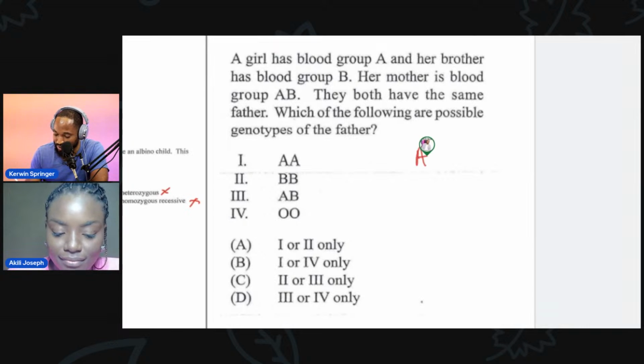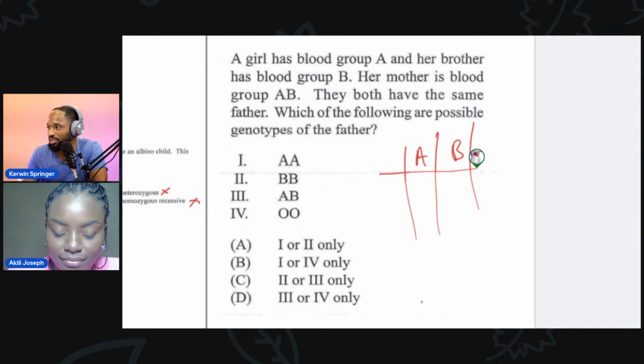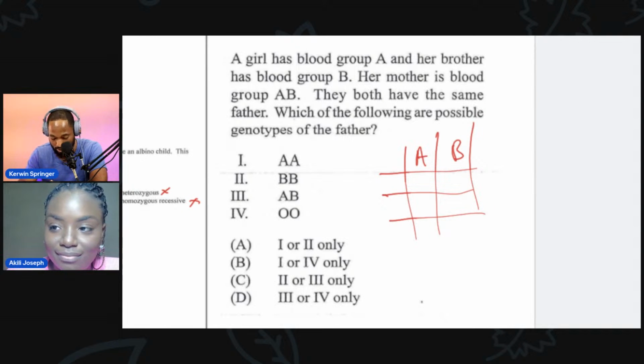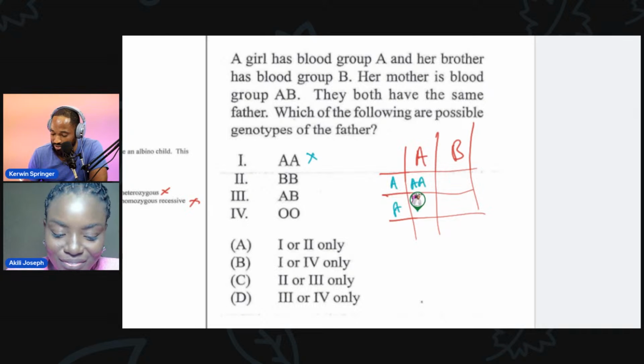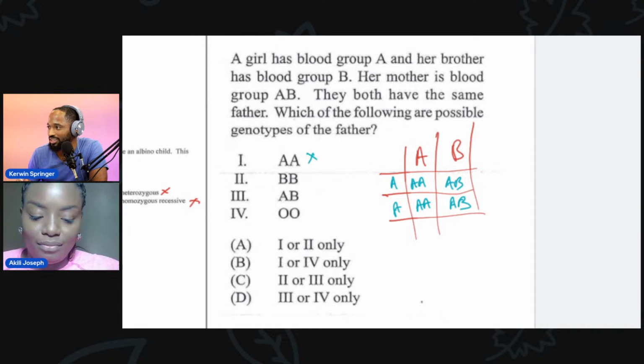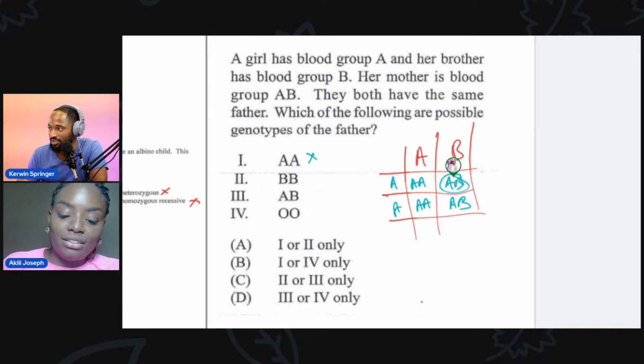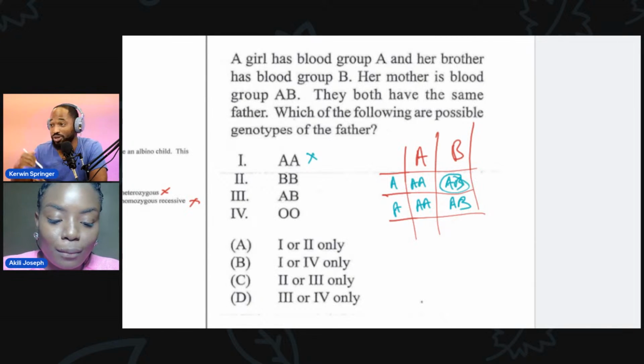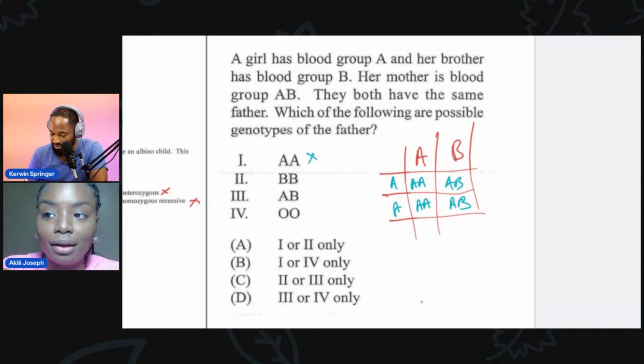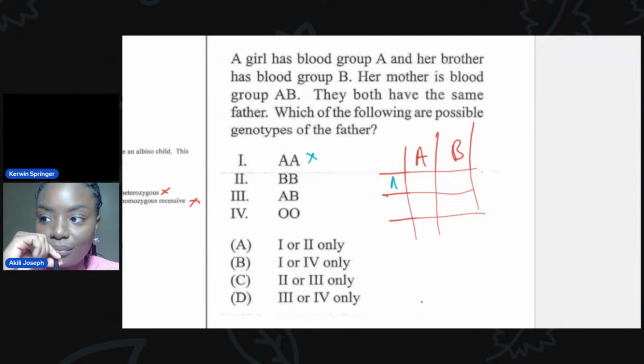So if mom is AB and the brother is B, I need to think about this question. If we have AB, well then we'll have an A and a B. No, you can't have AA, because if I have AA, this is what I'm visualizing. I'll get some homozygous dominant here, and then some co-dominance. What is AB? What do you refer to that as? AB is a different blood group, right? It's a whole different blood group. So with this possibility, there's no way to have a group B boy. The BB, same thing will happen in reverse.